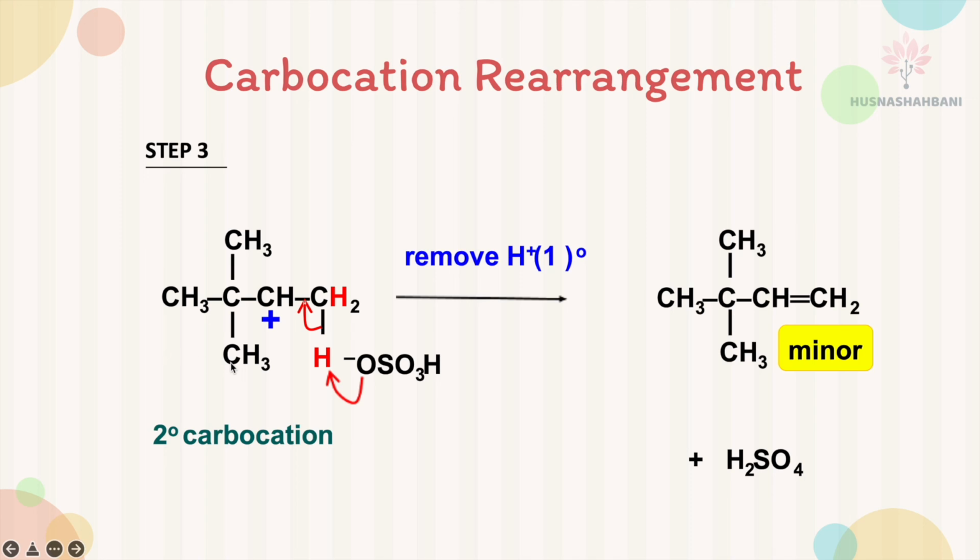Step number 3 is when this carbocation is maintained as a secondary carbocation. If you don't do the methyl shift, and it is maintained as a secondary carbocation, the HSO4 minus will attack the hydrogen of the neighboring carbon of the carbocation, and these two electrons will be used to form a bond between these two carbons. This is also a minor product because it comes from the secondary carbocation, the less stable carbocation. The product is minor because if you focus on this carbon-carbon double bond, it only has one alkyl group attached to it. So minor product.